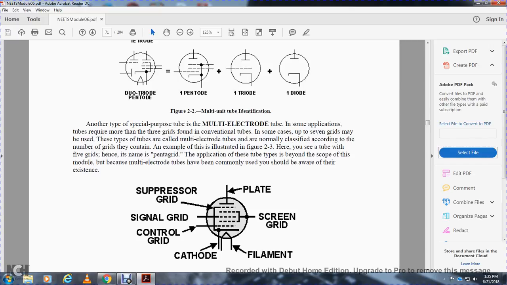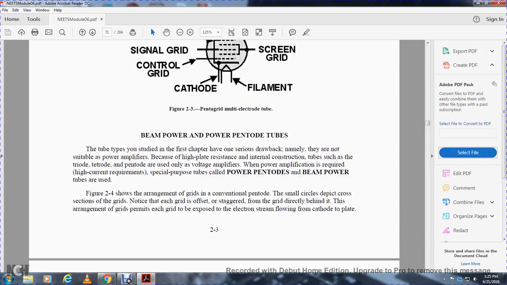Alright, so you have your plate, remember the filament, the cathode, the screen grids, and between them the signal grid, which is the center one, the control grid from the cathode, and the suppressor grid from the plate. Your beam power pentode tubes. These are tubes you studied in the first chapter.